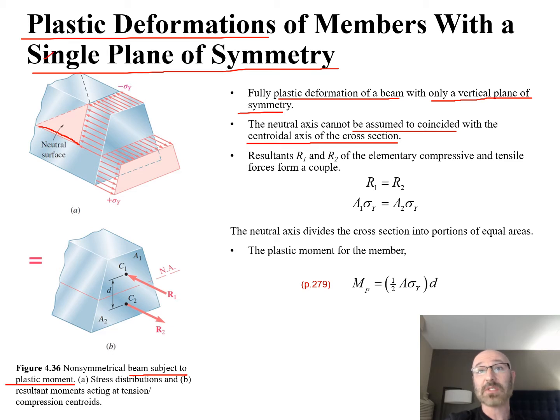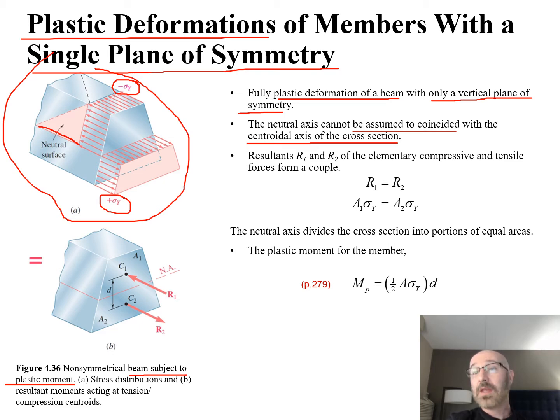In part A, up at the top, we have a stress distribution, with negative sigma sub y on top and positive sigma sub y down here. The resultants R1 and R2 of the elementary compressive and tensile forces form a couple. So we have these compressive and tensile forces forming a couple, R1 and R2, and R1 is equal to R2.